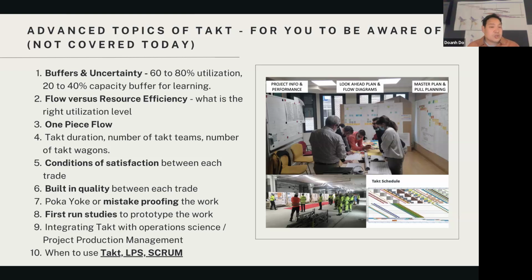One-piece flow in construction is basically 1-day TAKT. So in the beginning, we may have a batch of 3-day TAKT or 5-day TAKT, but our goal is always to move towards 1-day TAKT. We want to understand the conditions of satisfaction and what it takes to finish work from one trade to another trade. But as you do the work, you're going to be able to add in things like poka-yoke, which is mistake proofing, to reduce the likelihood of mistakes on the work.